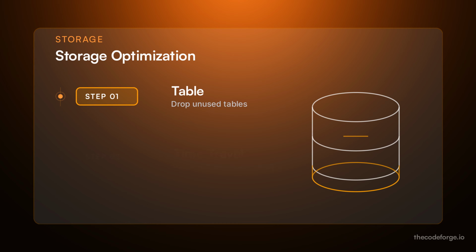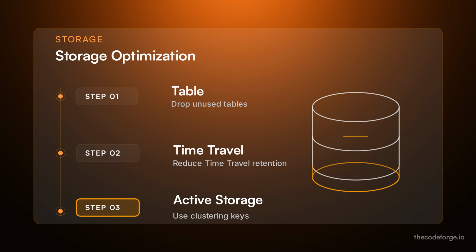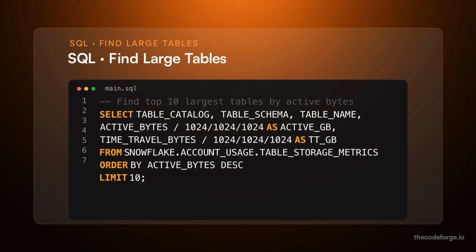You can reduce storage by dropping unused tables, reducing time travel retention, and using clustering keys to improve compression. This query shows the largest tables by active storage and time travel bytes. Use it to identify candidates for cleanup or retention reduction.